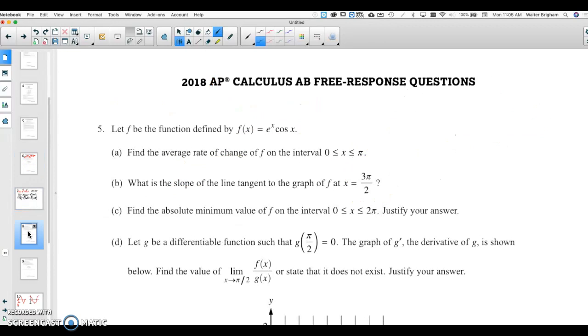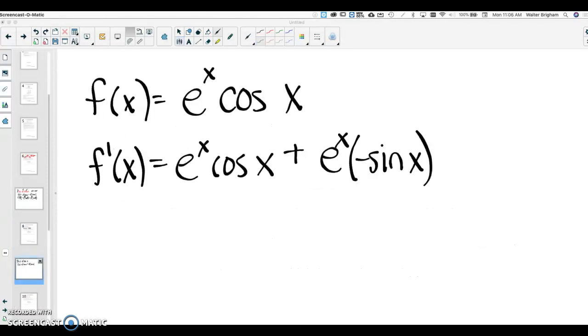Okay. Find the absolute minimum value of f on the interval 0 to 2 pi and justify your answer. Okay, so as we go on these parts, they get a little bit harder. I'm going to go down, bring up a blank page. So they want me to find out when this graph is an absolute minimum. So I'm going to write a little information on here.